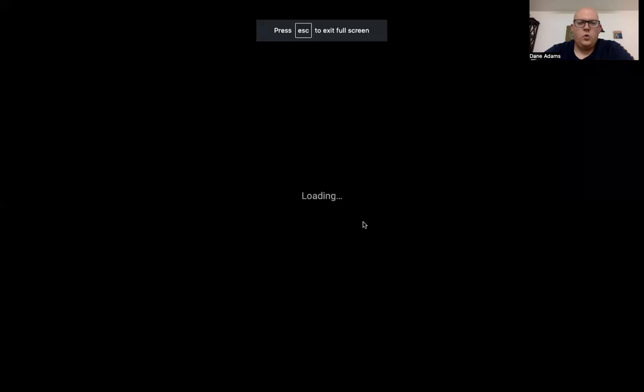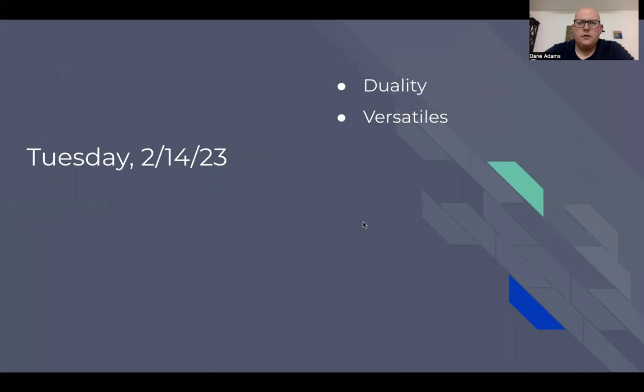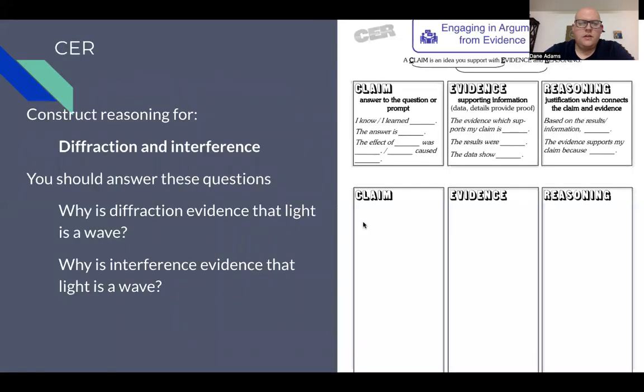So let's do a quick little recap of what we did at the end of yesterday. At the end of yesterday, we constructed arguments for what is light. We made a claim that light is a wave. We provided a lot of evidence: diffraction, emission, absorption, reflection, refraction, interference. That's at least six forms of evidence here. I think we focused on, in our reasoning, two of them, that being diffraction and interference.